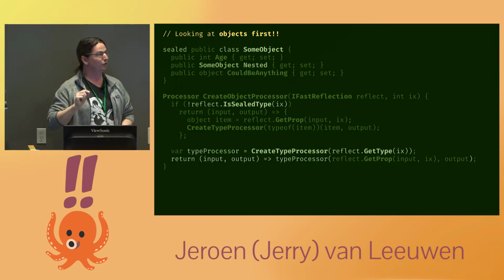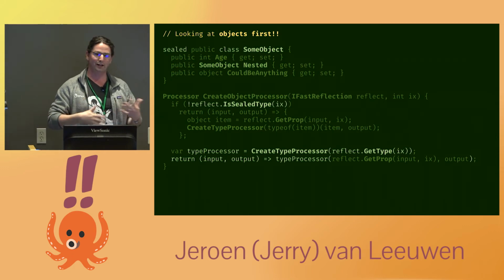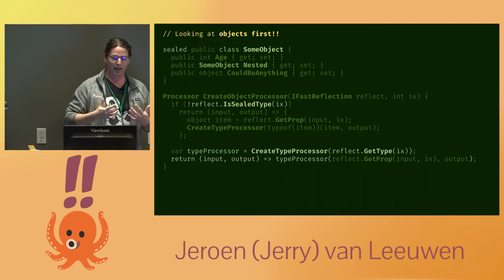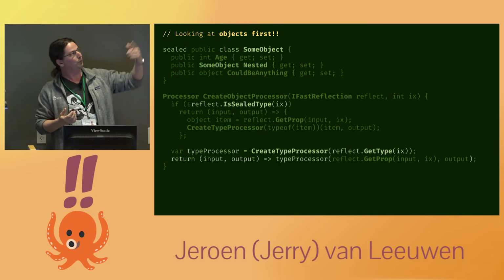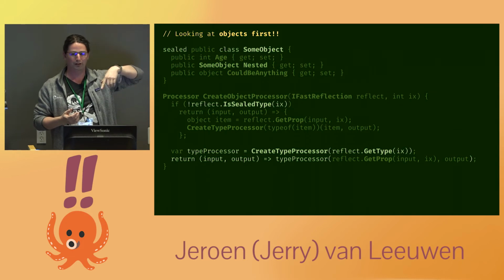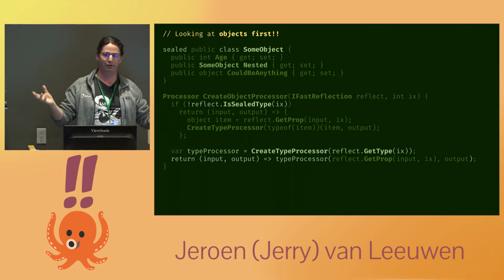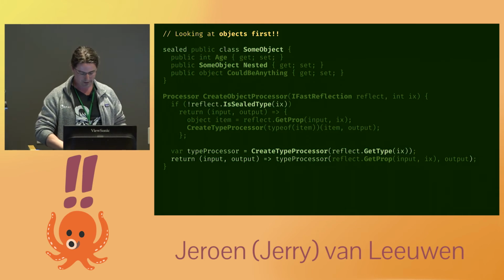But what's even more cool is the sealed concept that .NET has. That's the equivalent of making a type uninheritable. At that point, what I know about the nested property there is it's always going to be a SOM object. It can't be anything else. So I can exploit that in my serialization. I can do the type processor lookup once and return a delegate that just invokes it on whatever is in the property because I know it will always be a SOM object. So now I'm not even doing the type lookup anymore.